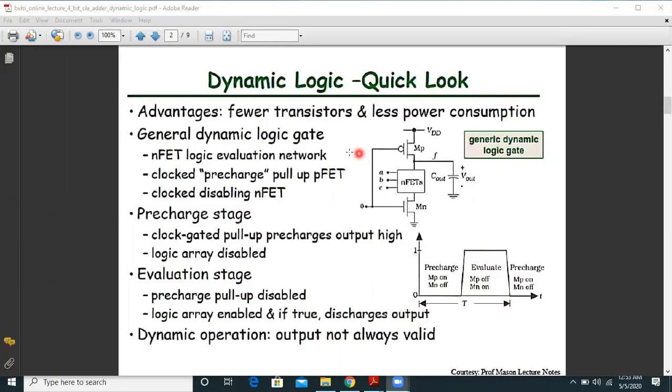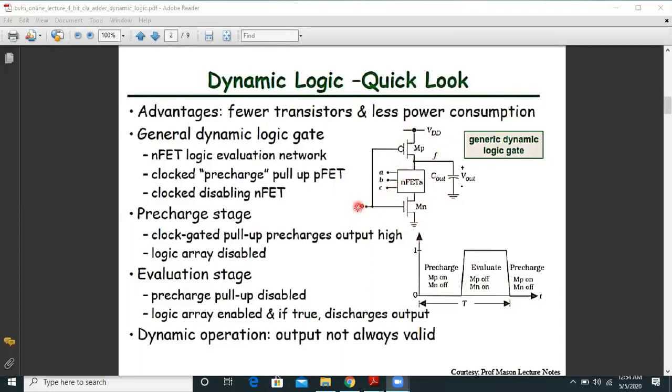So a general dynamic logic gate consists of NMOS logic evaluation network. Basically, it works in two phases. Phase one is when the clock is equal to zero. When the clock is zero, the upper transistor MP is on and the lower transistor is off. If this transistor is on, it will pull up the output node to VDD. So output is always VDD during the pre-charge phase.